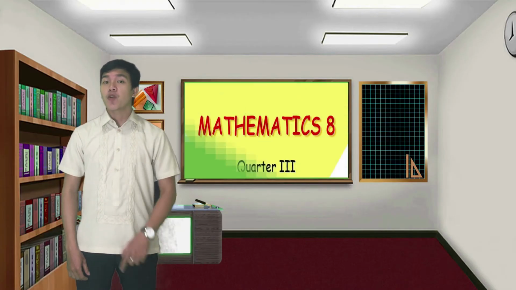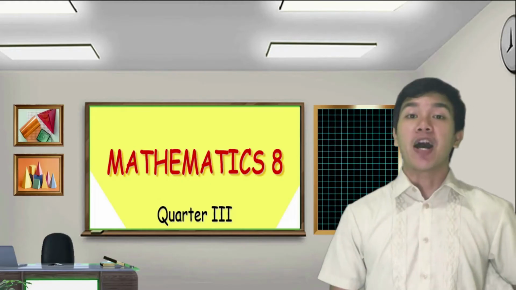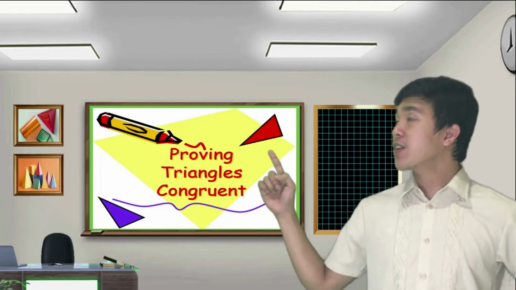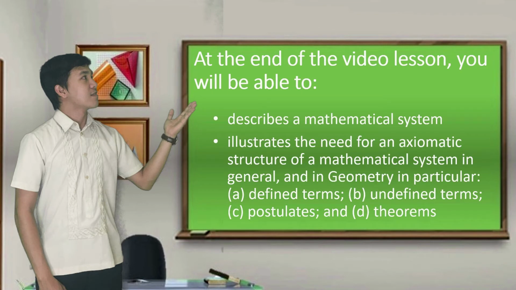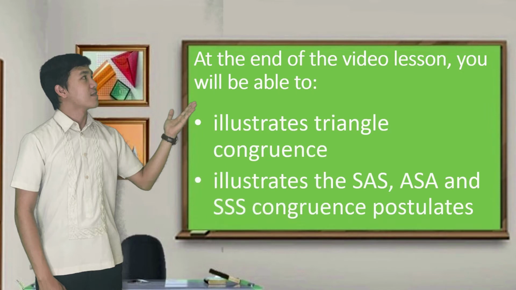Now let us start Quarter 3, Week 1 to 4. And our lesson for today is Triangle Congruence. At the end of the video lesson, you will be able to describe a mathematical system, illustrate the need for an axiomatic structure of mathematical system in general and in geometry in particular, define terms, undefined terms, postulates, and theorems, illustrate triangle congruence, and illustrate the side-angle-side, angle-side-angle, and side-side-side congruence postulates.